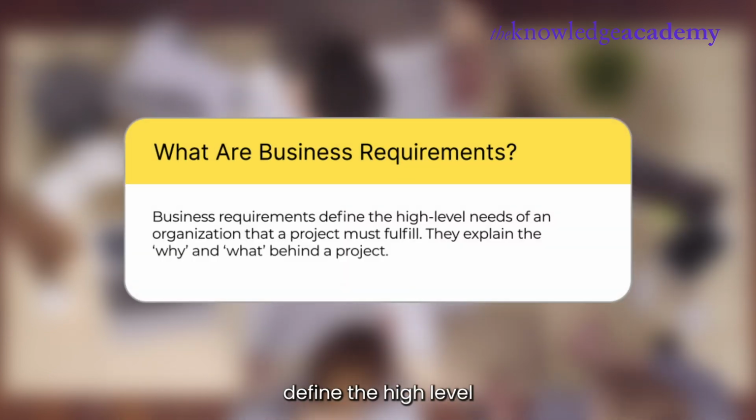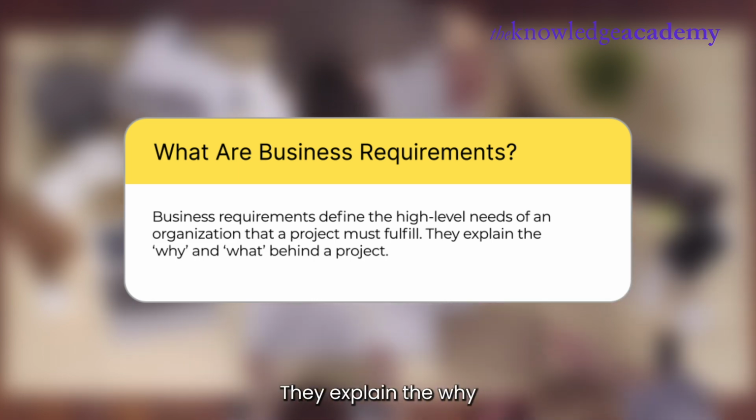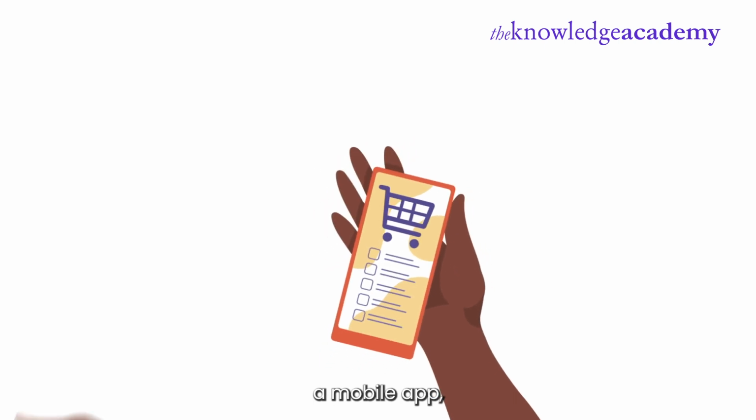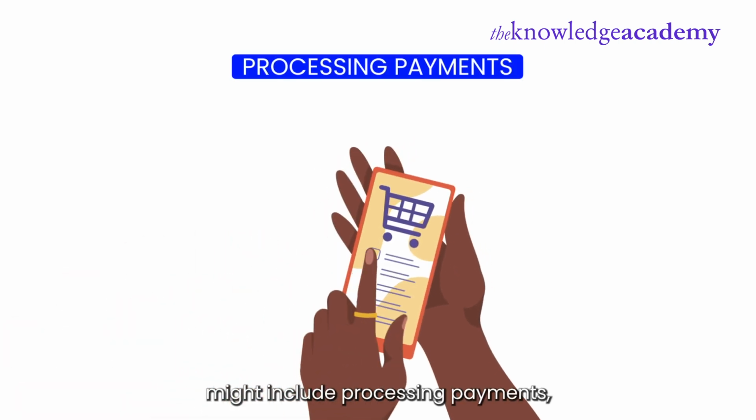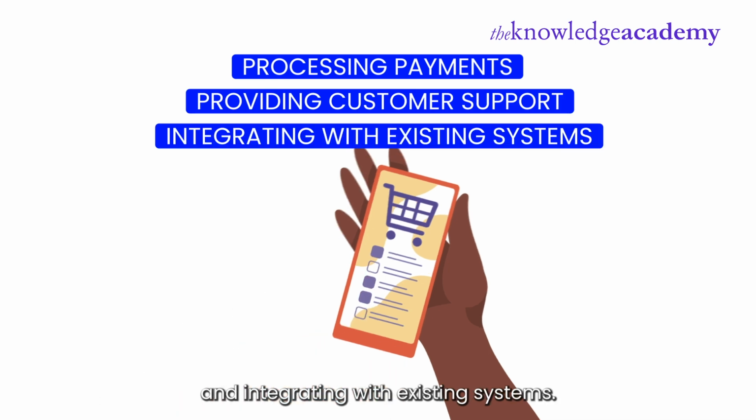Business requirements define the high-level needs of an organization that a project must fulfill. They explain the why and what behind a project. For example, if a company wants to develop a mobile app, the business requirements might include processing payments, providing customer support, and integrating with existing systems.